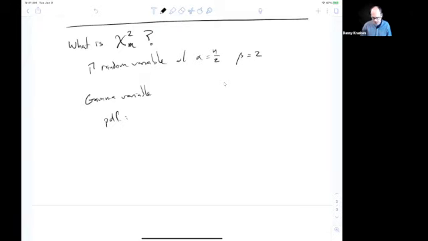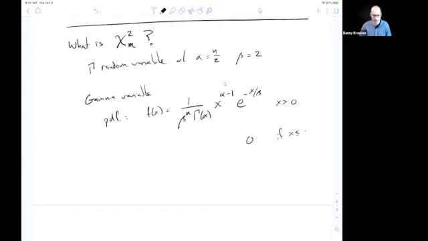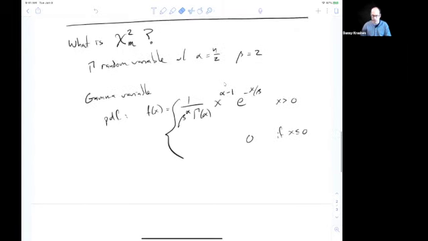given as, so I don't know, let's call it, f of x is 1 over beta to the alpha gamma of alpha times x to the alpha minus 1 e to the minus x over beta if x is positive, and it's 0 if x is less than or equal to 0. So this is the definition of a gamma random variable. And in particular, we're looking at the case where alpha is n over 2 and beta is 2. So you can just plug those in and get what you get. That's the gamma random variable.